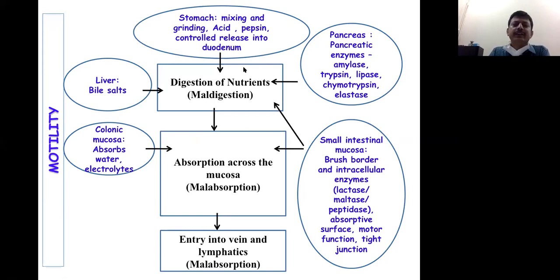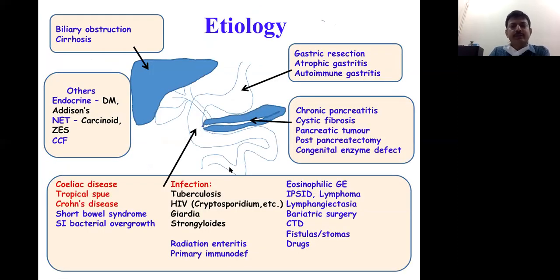Okay, and here I have divided them area-wise. As I told you, the small intestine is the most important place for the process of digestion and absorption. So most of the disorders are actually from the small intestine. Okay, then you have disorders of the pancreas, problems in the stomach or even the liver, which lead to malabsorption. Now, while the list is very big, if you can remember these four conditions which are marked in red, that is celiac disease, tropical sprue, Crohn's disease, which is inflammatory bowel disease, and infection, which includes TB, HIV-related infections, parasites, Giardia, Strongyloides. So if you remember these four conditions, you will be able to diagnose about 80% of your cases.